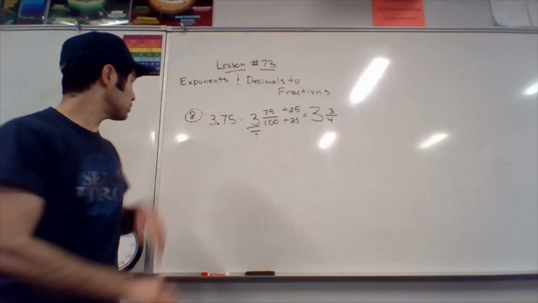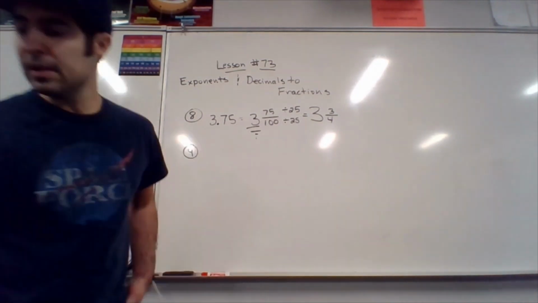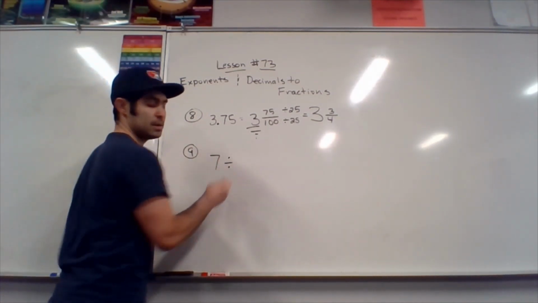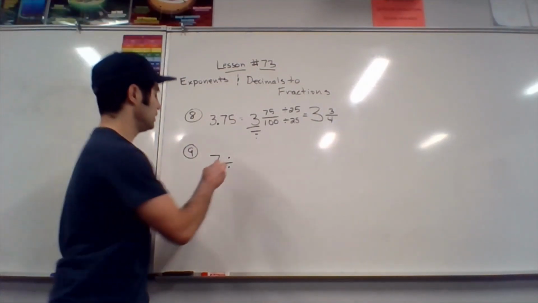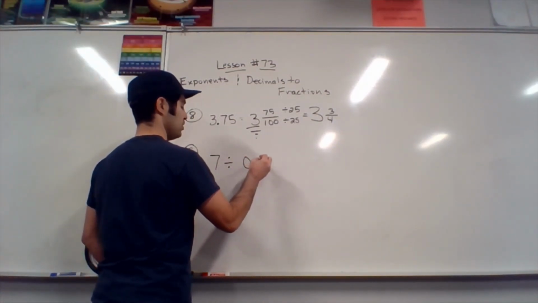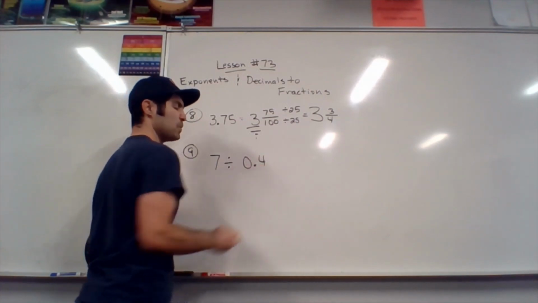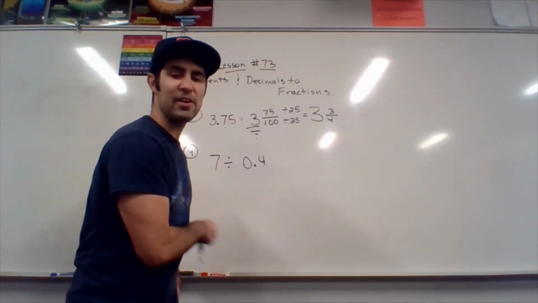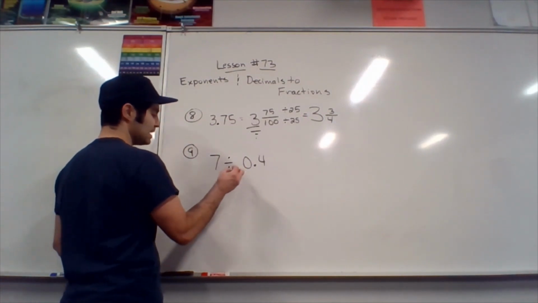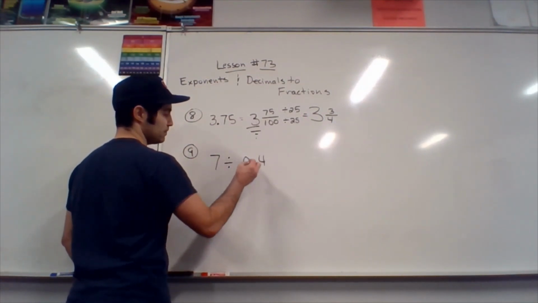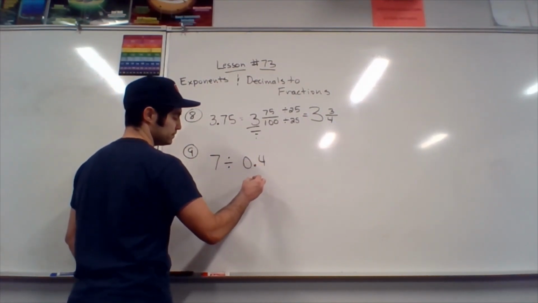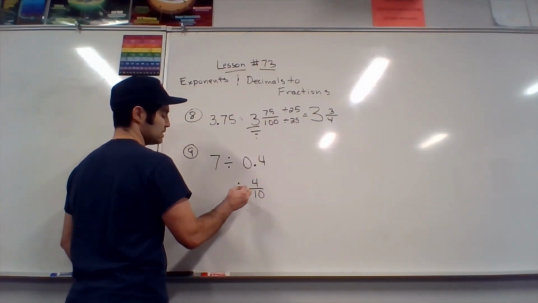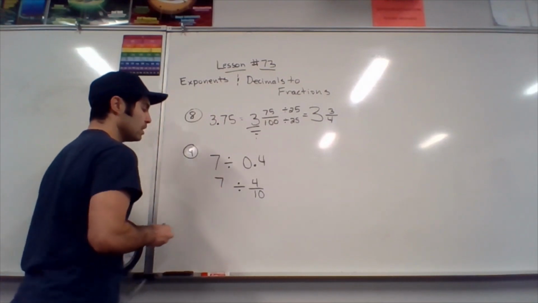Now let's have you guys try one. Number 12 from your homework is 7 divided by 0.4. 4 tenths, Mr. Mizzou. Yes, I know. Here's a marble. It's on the ground over there. All right, so I'm going to change this to a fraction, 4 tenths. And I bring down the division sign. I bring down the 7.